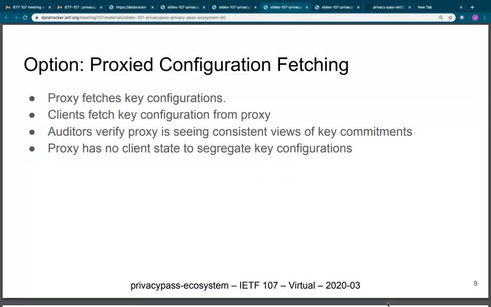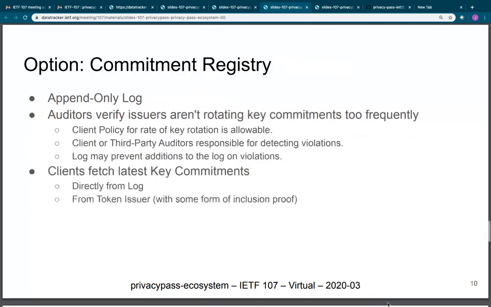key configurations, and then clients would fetch it from this proxy. You would have to trust this proxy so that they're not presenting different viewpoints of the world. But if you do have some sort of trusted party, be it your UA or a third party like a university, that is doing all the fetching and then storing of the key commitments locally, you wouldn't have to be worried about the issuer itself presenting different key commitments. Next slide.